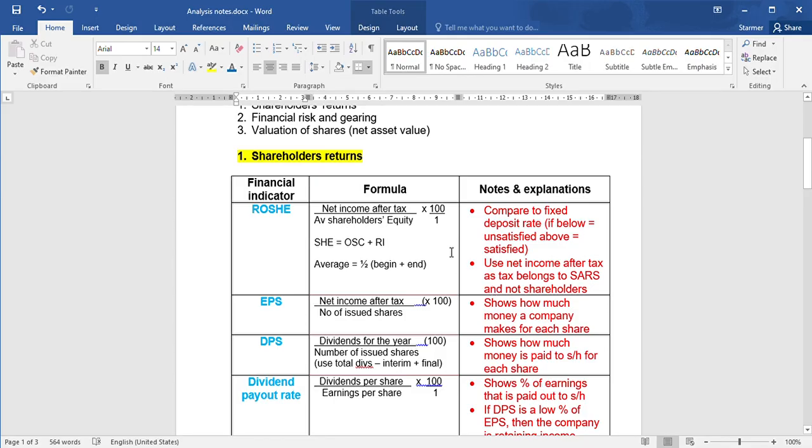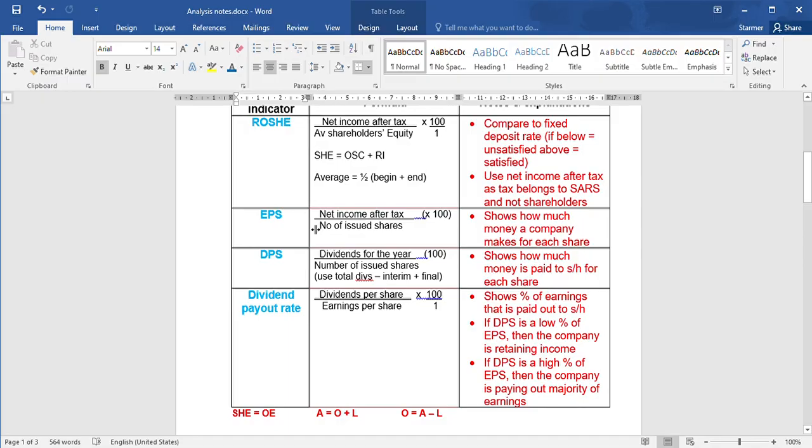The answer that you obtain from here is what you're going to compare to your fixed deposit rate. If you're earning more than the return on fixed deposit rate, then you will be satisfied, because it means you're getting more than you could get if you put your money in the bank. However, if your return is below the fixed deposit rate, then you're going to be unsatisfied, because you could put your money in the bank risk-free and generate a higher return for yourself.